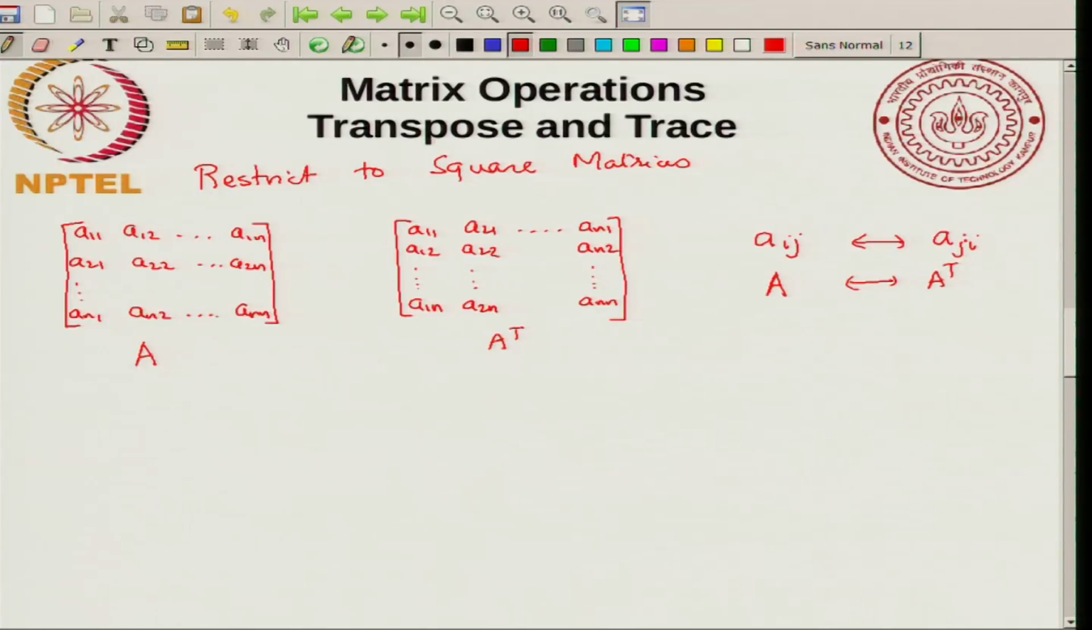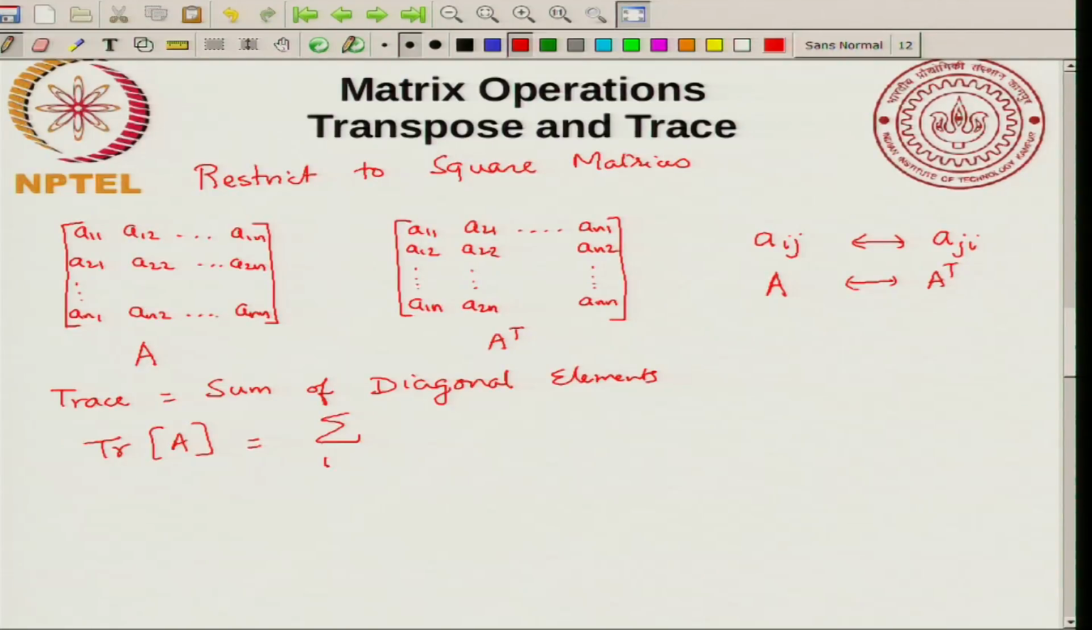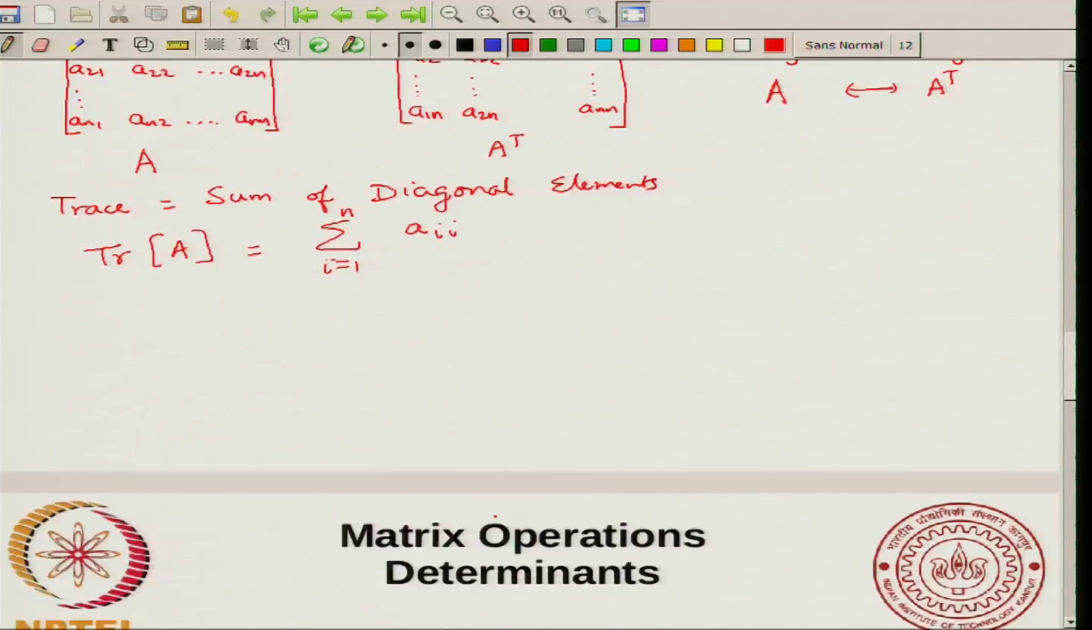The next thing is called the trace. So, trace of a matrix, again we will restrict to square matrices. Trace is equal to the sum of diagonal elements. So, trace of A is equal to the sum over i equal to 1 to n of Aii. This trace sometimes plays a role in various operations. So, these are some basic matrix operations.